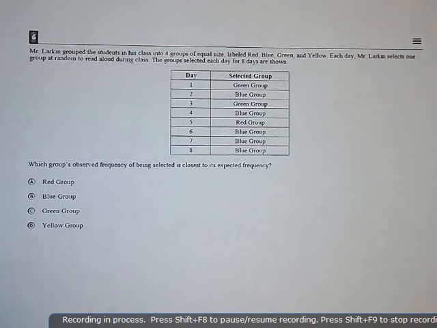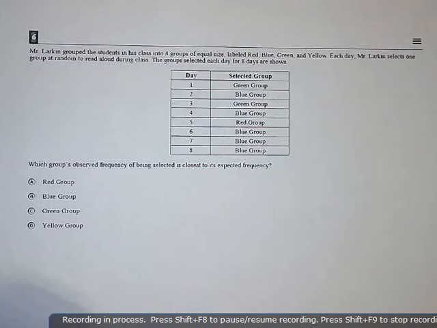Question number 6 reads, Mr. Larkin grouped the students in his class into 4 groups of equal size, labeled red, blue, green, and yellow. Every day Mr. Larkin selects one group at random to read aloud during class. The groups selected each day for 8 days are shown. Which group's observed frequency of being selected is closest to the expected frequency?